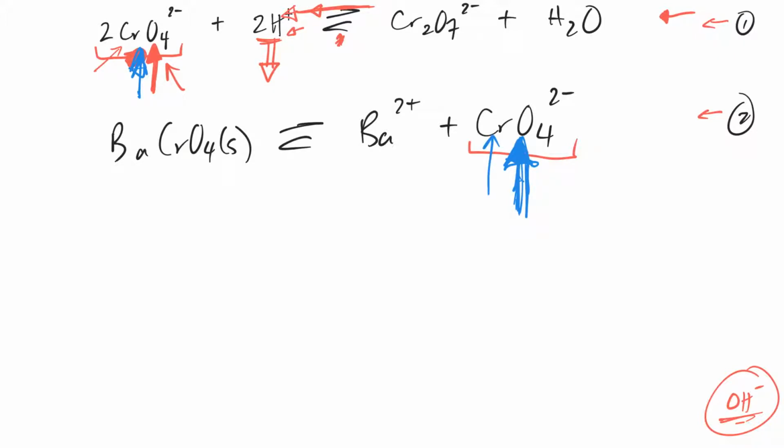If the CrO4 goes up, then which way will this equilibrium shift to fix that? It's going to shift this way to get rid of that CrO4. If it shifts this way, then I'm going to produce more of this stuff, so this concentration will go up, and if this is a solid, I'll be able to see that.